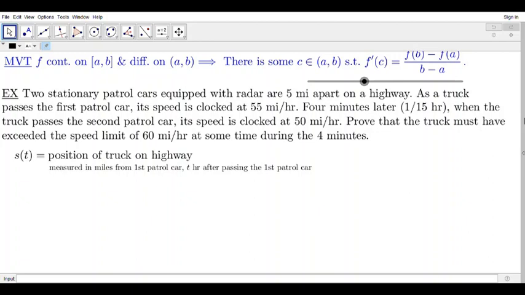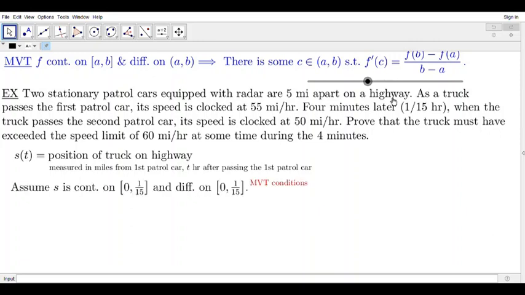So imagine when the truck passes the first patrol car, that's at time 0 and position 0. And then when our truck passes the second patrol car, that's, well, the position, s t hours after. All right, so assume S is continuous on 0 to 1 over 15. 1 over 15, as pointed out above, is the duration of 4 minutes. So why this interval? Because the time horizon is those 4 minutes.